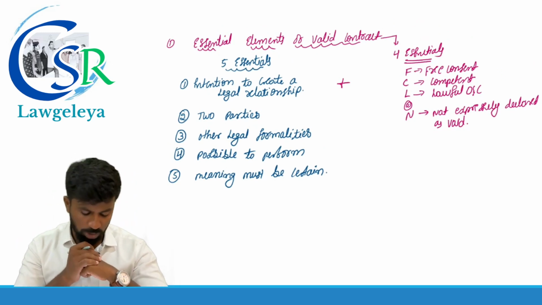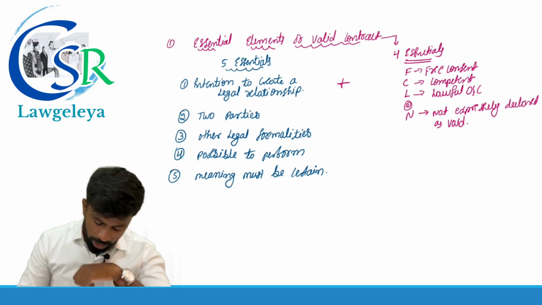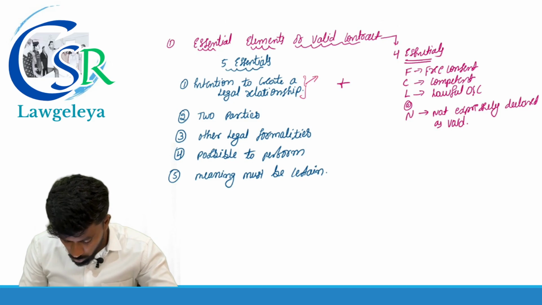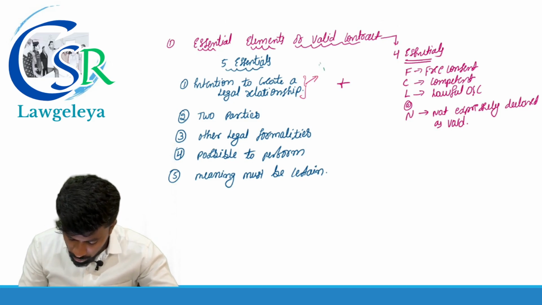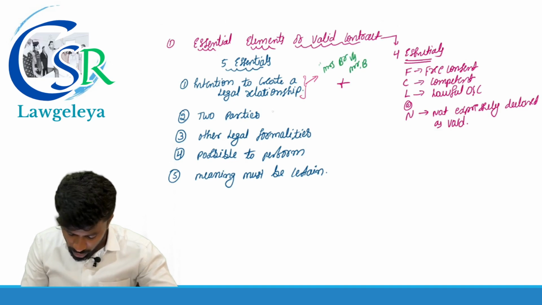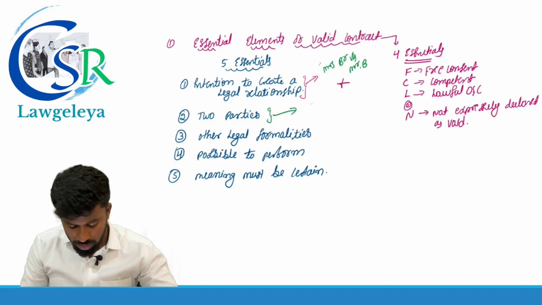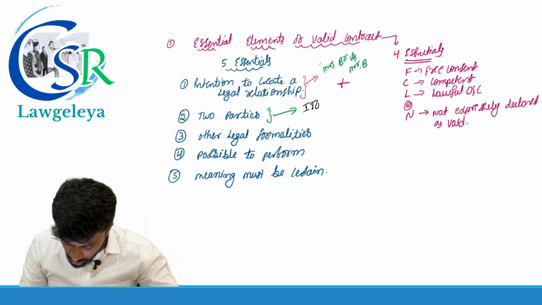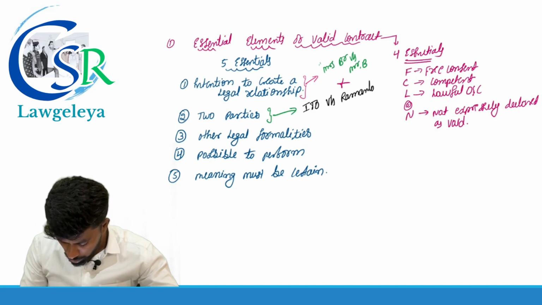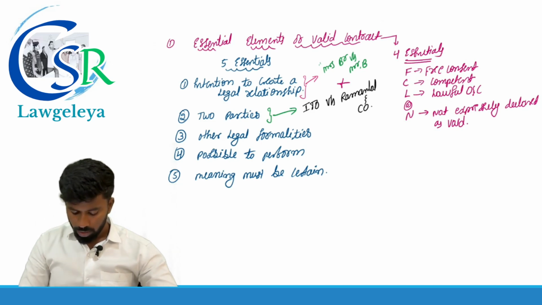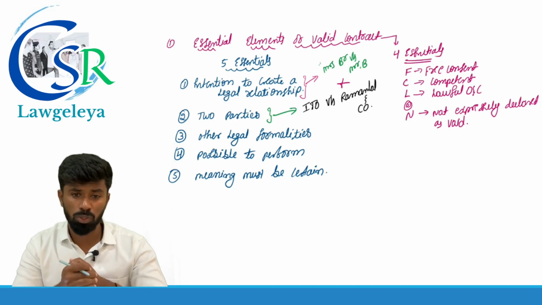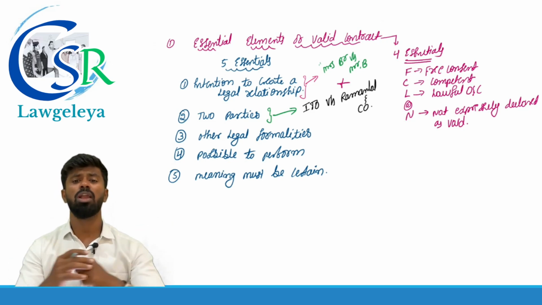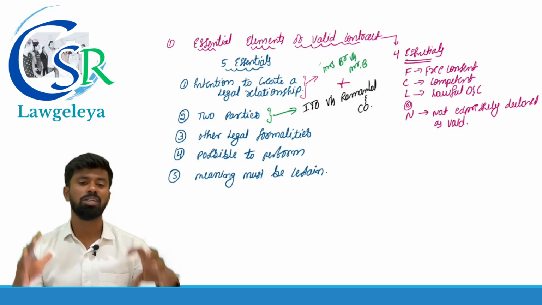What is the first one? There must be intention to create what relationship? A legal relationship. And for this we have a case study. What is the case study name we have? Mrs. Balfour versus Mr. Balfour. And for the 2 parties we have a case study. What is the case name? We have a case by the name called ITO, Income Tax Officer versus whom? Versus Raman Lal and Co. So these are the 2 case laws which we are supposed to study. So let us discuss these essential elements of a valid contract with the help of the material in detail.